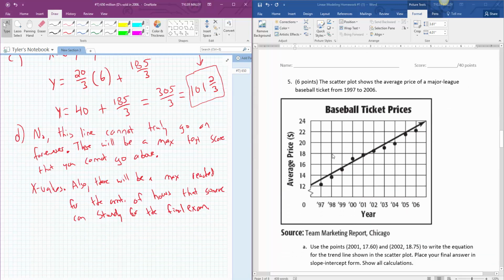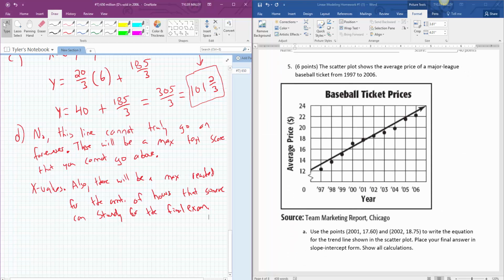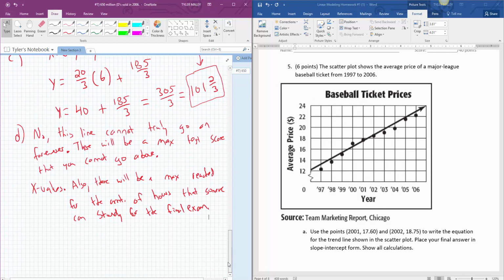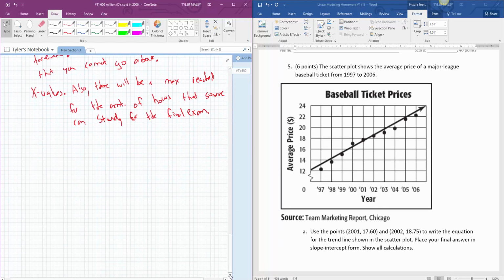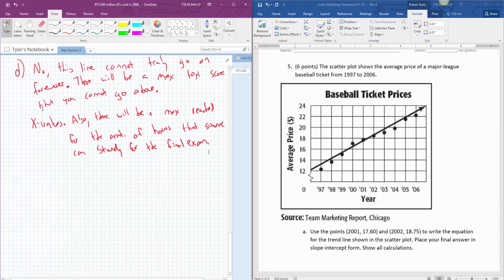So number 5 has to do with baseball ticket prices, right? So that's kind of cool. In fact, I was just at the baseball field all day. My oldest son is on 2 different baseball teams. He's playing in a rec league for Guyan City, and then also on a travel league baseball club. So we're doing baseball every day.